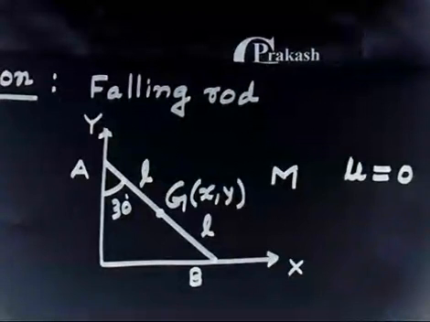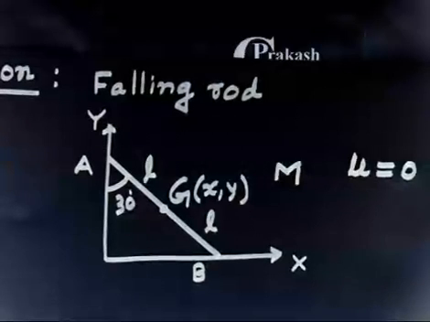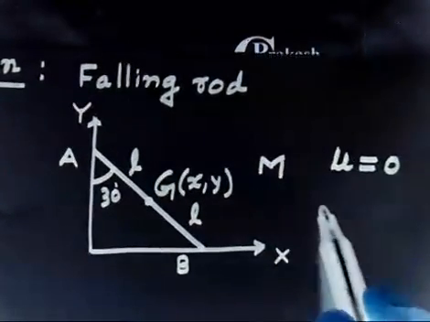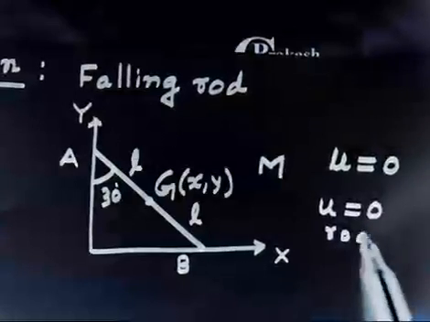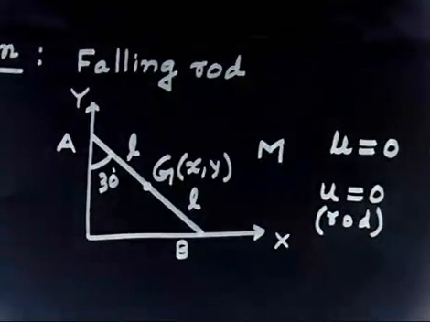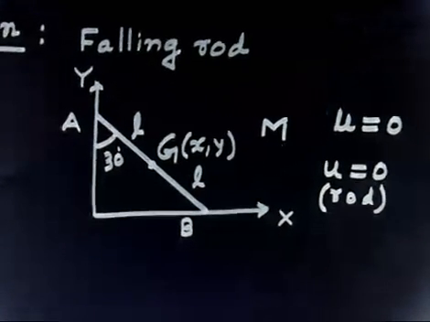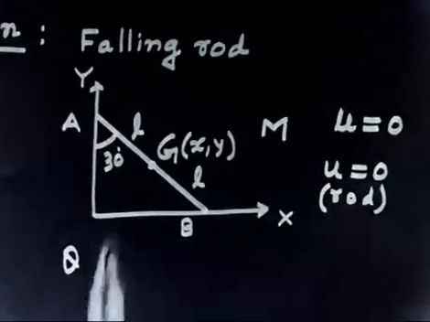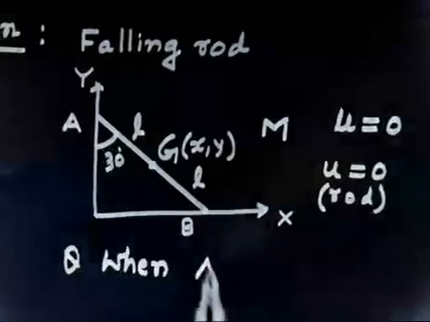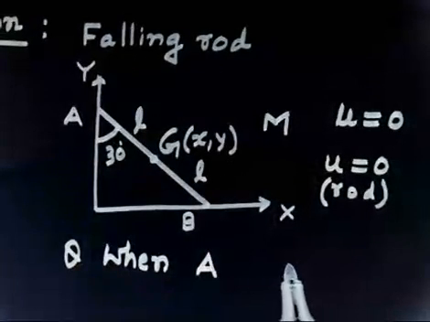Now the question says initially AB is at an angle of 30 degrees to the wall. So initially this makes an angle of 30 degrees. When the rod is released from rest, that is important. So initially u is 0 for the rod. The question says find the inclination of the rod to the wall when A is about to leave the wall. So we have to find theta with vertical, the theta when point A leaves the wall.